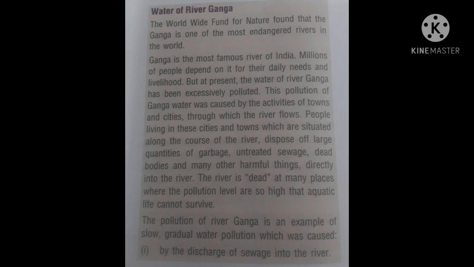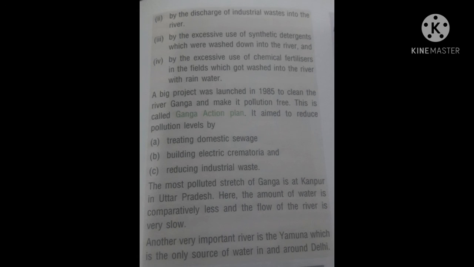The pollution of river Ganga is an example of slow, gradual water pollution which was caused by the discharge of sewage into the river, by the discharge of industrial waste into the river, by the excessive use of synthetic detergents which were washed down into the river, and by the excessive use of chemical fertilizers in the field which got washed into the river with rainwater.